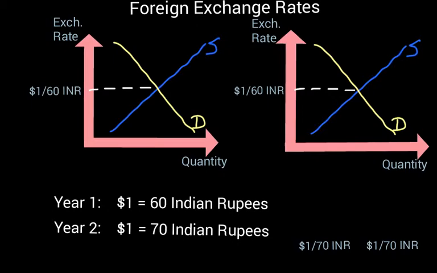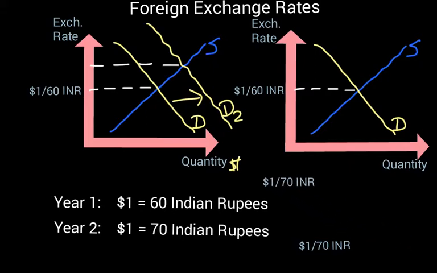So if we take, for example, the graph on the left, let's say this is the quantity of dollars. If the demand for dollars increases, as you can see in this graph, so we go from D1 to D2, we will notice that the equilibrium will increase, and that will make the exchange rate $1 become 70 Indian rupees. So all of a sudden, if they're exchanging this in the foreign exchange markets, they're getting 70 Indian rupees for $1. So we say that the value of the dollar here has increased, or the value of the dollar has appreciated.